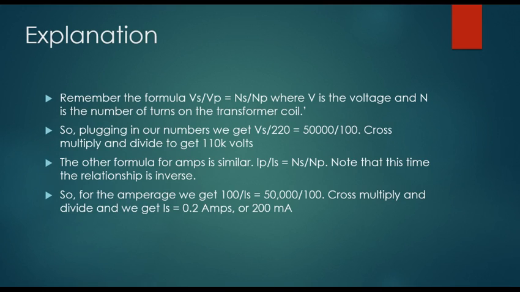Then the other part of this, remember the formula for amps, and you might want to write this down somewhere. IP over IS is equal to NS over NP, where I is the amperage. Okay, so if we plug in our amps, which was 100 to start with, then we come up with 50,000 over 100, and we're going to cross multiply and divide to get 0.2 amps or 200 mA.